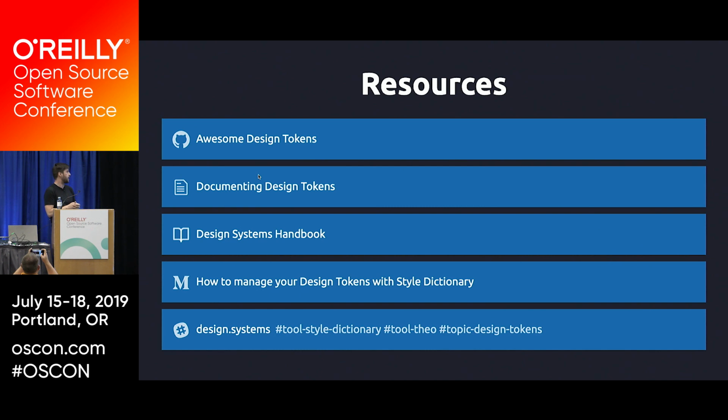Third, the Design Systems Handbook. It has more than just design tokens, but it's a great resource. It's a free book written by Envision, and they do have, I think it's a section of a chapter on design tokens.